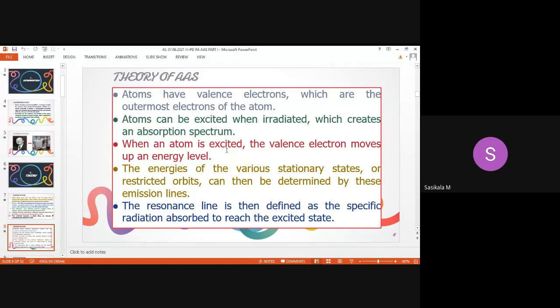So what energy has been absorbed to move from the paired state to the unpaired state? Radiation energy has been absorbed. What radiation energy? UV visible radiation energy.